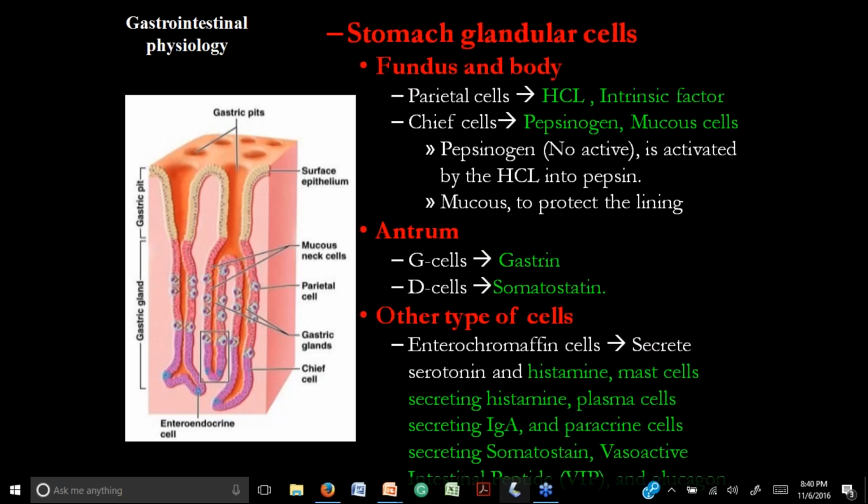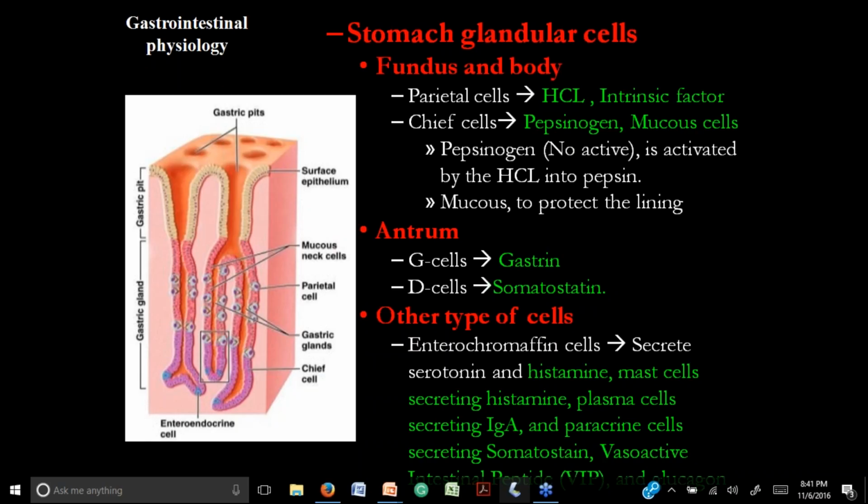In the stomach, as you remember a little bit from anatomy, we have the fundus, the body, and the antrum. The fundus is on the top, the body is the major portion of the stomach, and the antrum is at the bottom. The parietal cells are more concentrated in the fundus and the body. We are going to see that parietal cells produce hydrochloric acid and intrinsic factor.